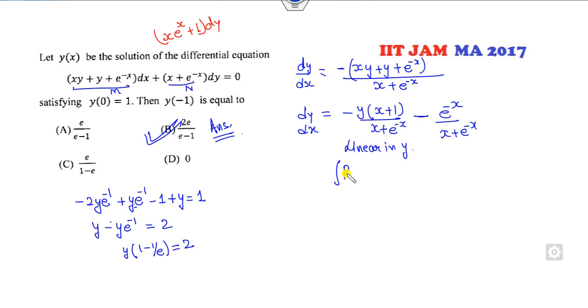So the integrating factor is e raised to power integral of p dx. So this is my p. Fine. So that will take a lot of calculation, but once you are using the exact differential equation, that is much easier for you.